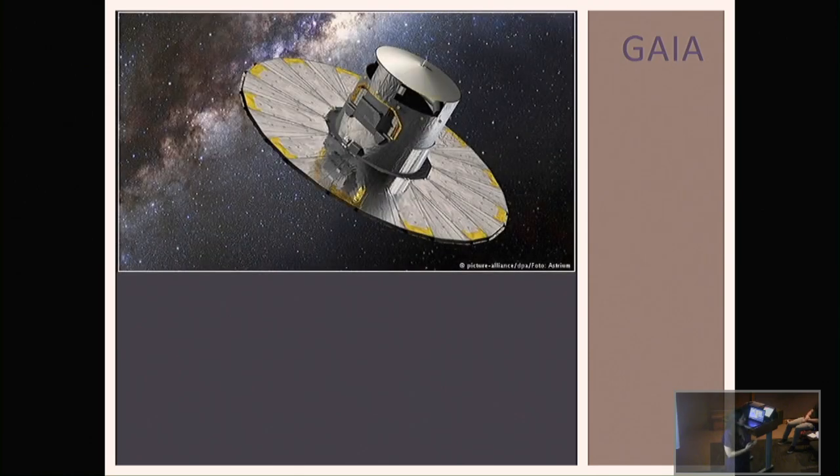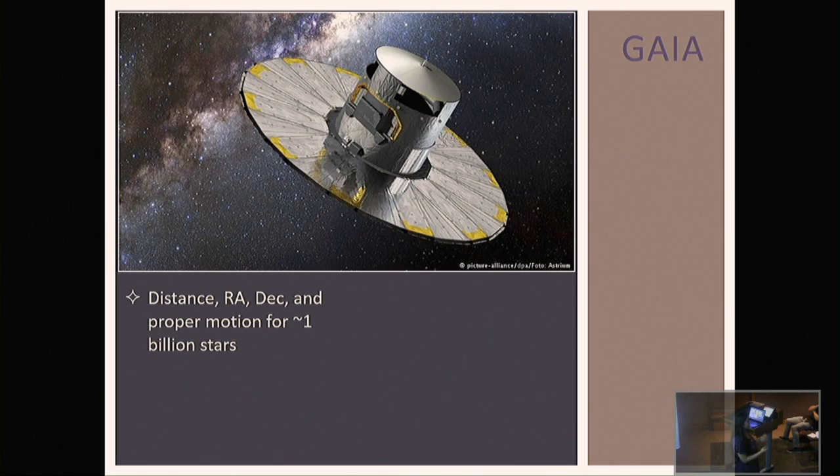So how we're doing that, the data that we're using for that, partially is from Gaia. Gaia is a survey that is going on right now. This is an artist's interpretation of what the instrument looks like. It's actually out in our solar system right now. And it's using parallax to determine the distance, right ascension, declination, and proper motion for about 1 billion stars. And that's really remarkable. It's great to have all these parameters.